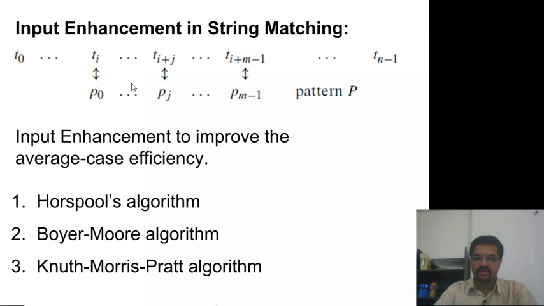String matching problem is to find the pattern of length m in a text of length n. Finding a pattern of length m means a substring of length m within the text should match with the pattern of length m, right? So let's see a brute force way of solving this one.